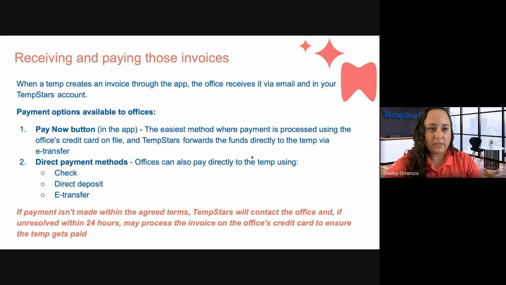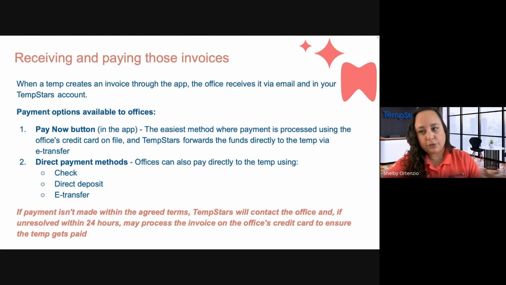Receiving and paying those invoices. When a temp creates an invoice through the app, the office receives it via email and in your TempStars account, and you get notified immediately. We do have different types of paying these invoices. So the easiest one is our Pay Now feature. Once you receive that invoice and you look over it, there'll be a button on the bottom that says Pay Now. It's the easiest method. And it processes the office's credit card that we have on file for you, and TempStars will then forward all the funds to the temp via e-transfer.